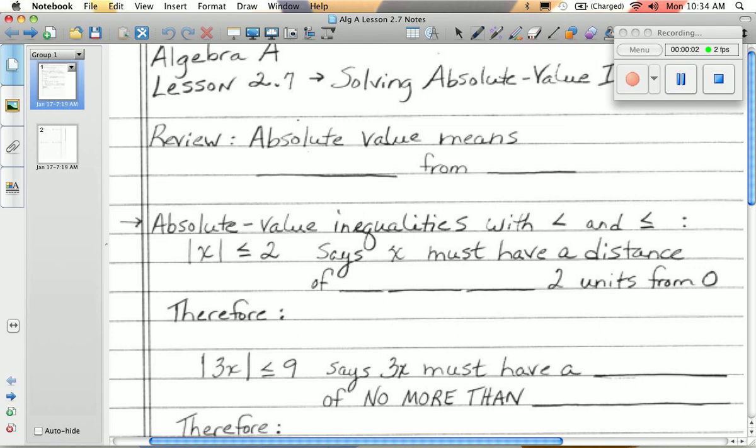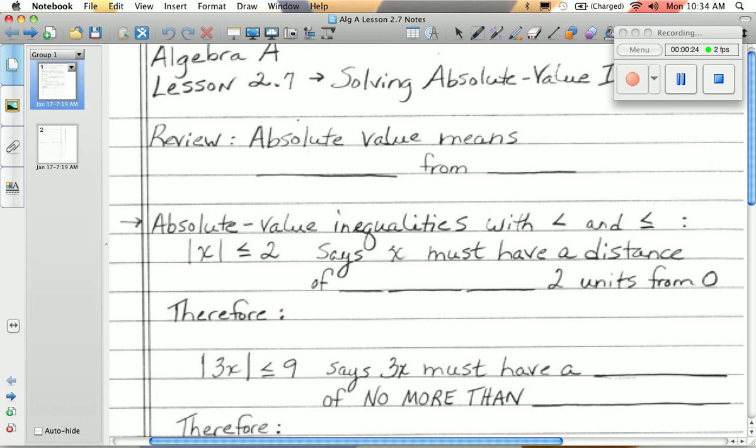So in lesson 2.7, solving absolute value inequalities. Review. What does absolute value actually mean? If you see absolute value bars around an expression, let's see if we can remember what that told us back in chapter 1. If we had the absolute value of x equals 7, what did that mean?